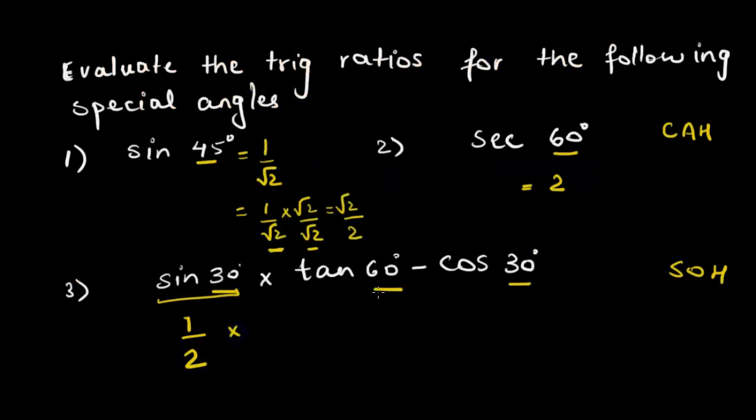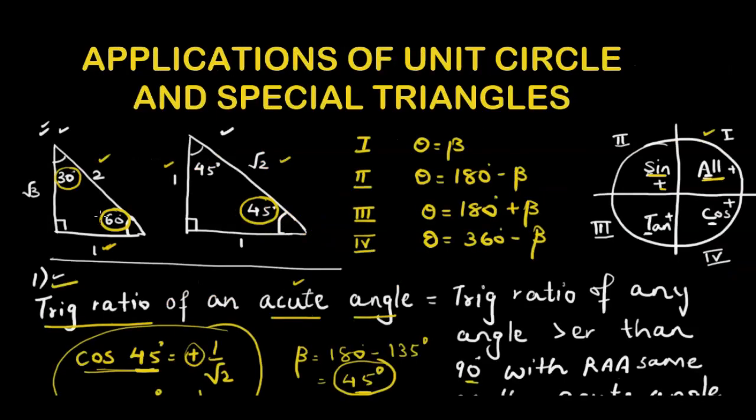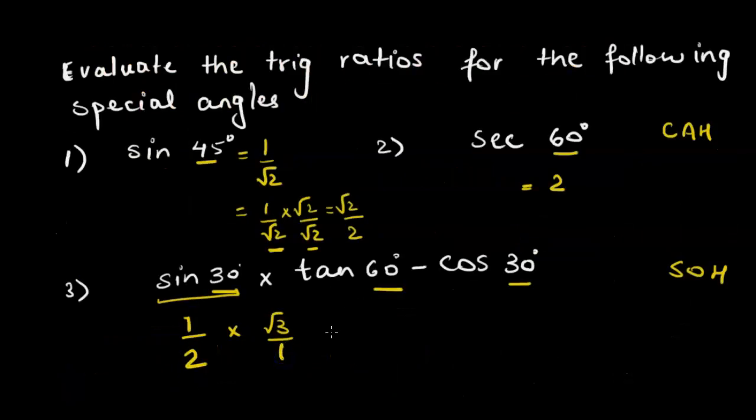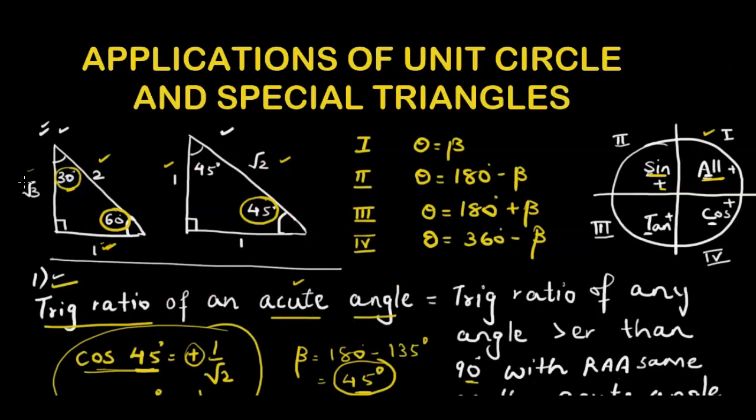Now we go to the 60-30 triangle again to find out what is tan 60. We know tan is opposite over adjacent, SOH-CAH-TOA. This is the opposite side and this is the adjacent side for 60 degrees. So it's root 3 over 1. We write down tan 60 as root 3 over 1, minus cosine 30. Back to the 30-60 triangle. Cosine is adjacent over hypotenuse. For 30 degrees, adjacent is root 3, hypotenuse is 2. So cosine 30 is root 3 over 2.